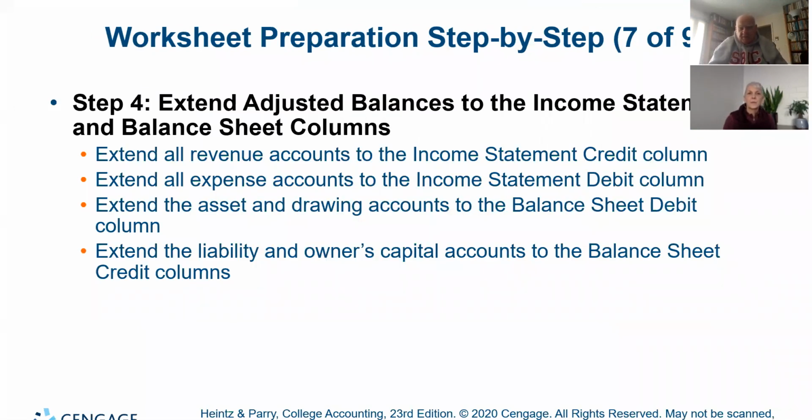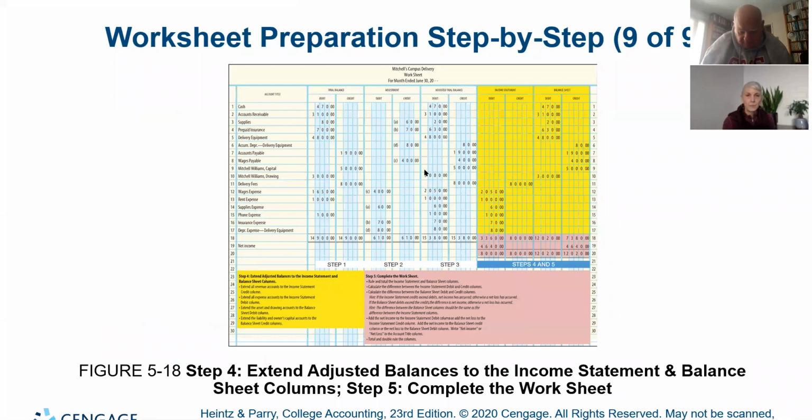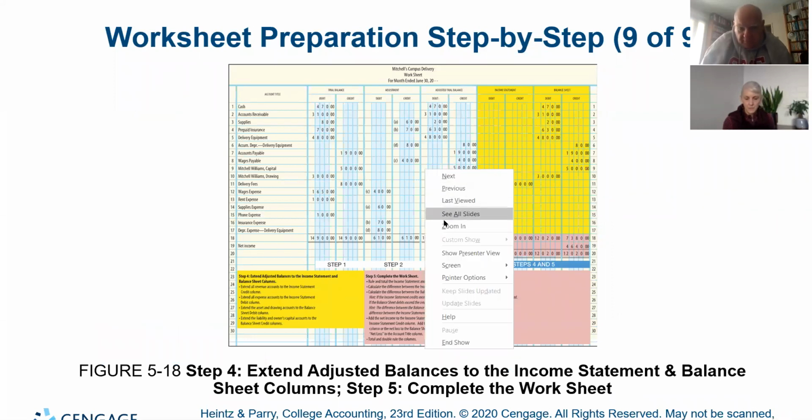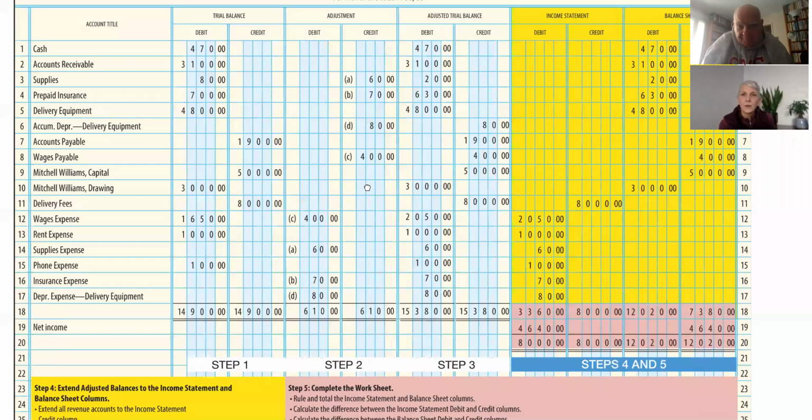So now we go to the next step. Extend the adjusted balances to the income statement and the balance sheet. This means we're just going to copy from columns 5 and 6 the income statement items to the income statement column. And then we'll do the same thing with the last 2 columns, the balance sheet. I'm going to skip this because I think I can present it in a very clear way, and then I can go back to it if we want to. Okay. So take a peek here.